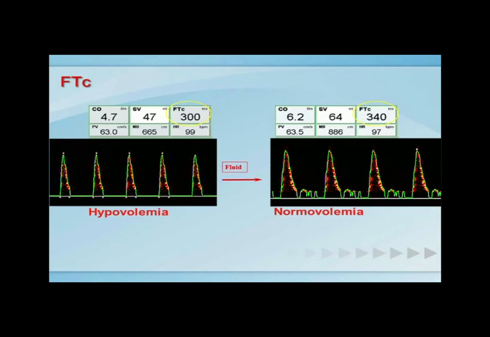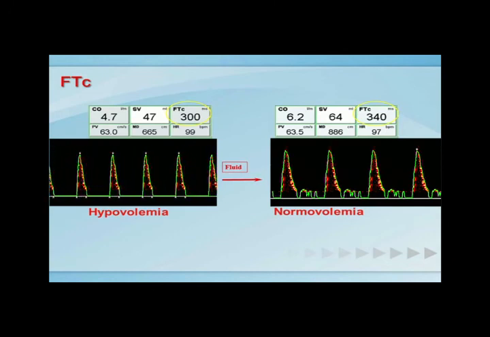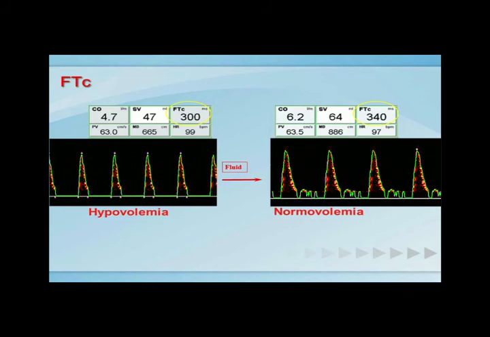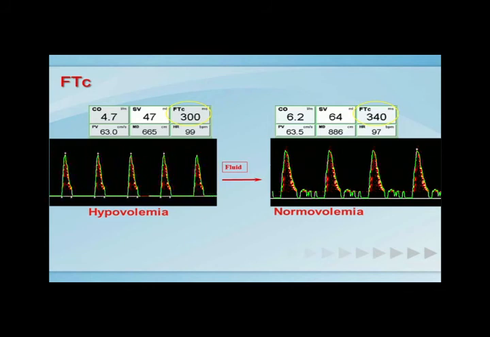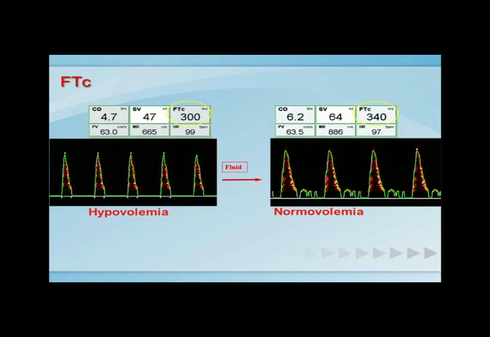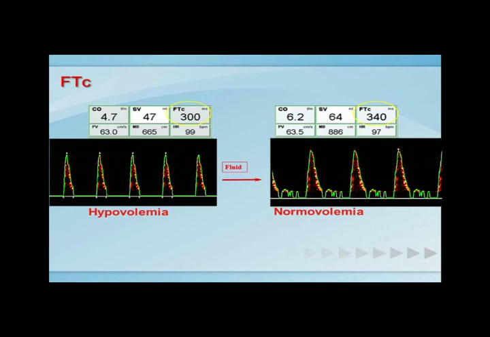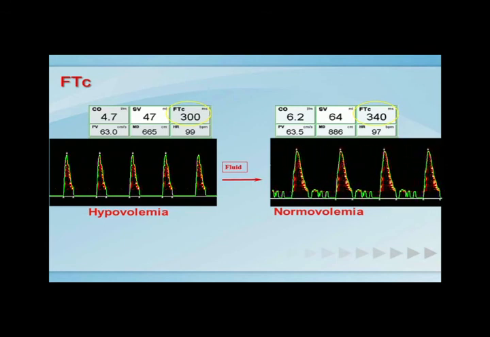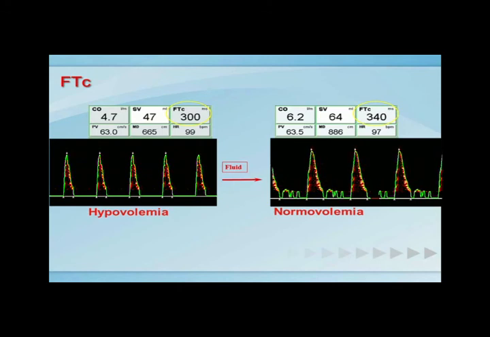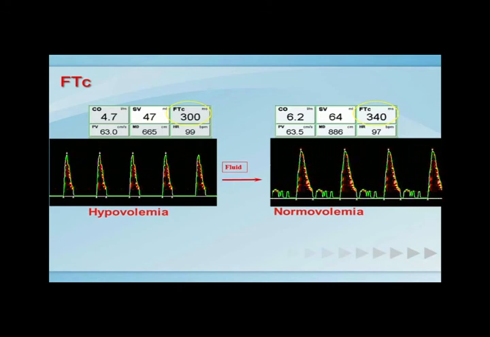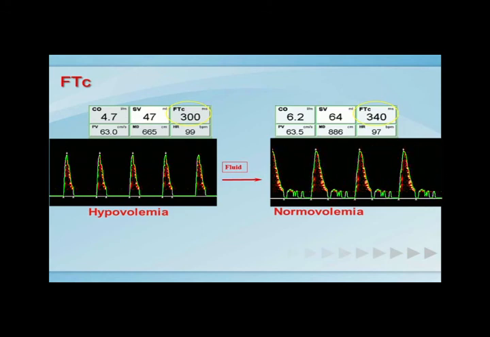A hypovolemic patient can be detected by the waveform shape and by a low flow time corrected. As the heart has less blood to pump, the waveform base becomes narrow, and the flow time corrected falls below 330 milliseconds. In comparison, on screen right, a normovolemic patient has a wider waveform base and a flow time corrected within the normal range of 330 to 360 milliseconds.